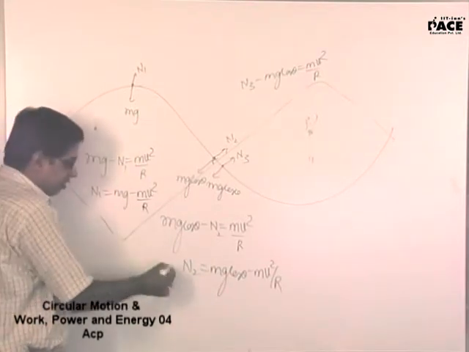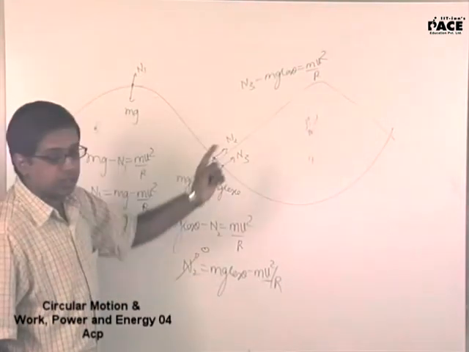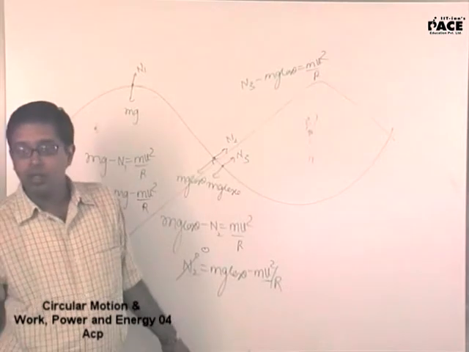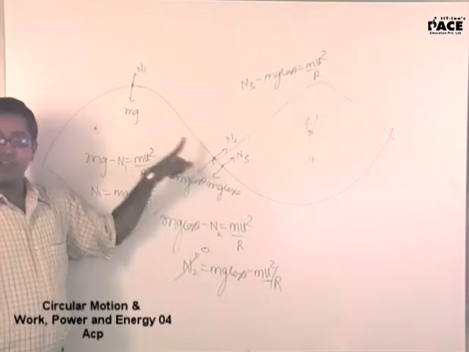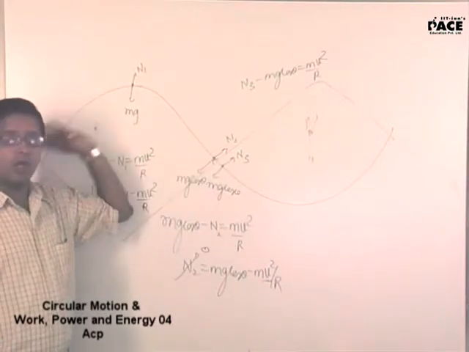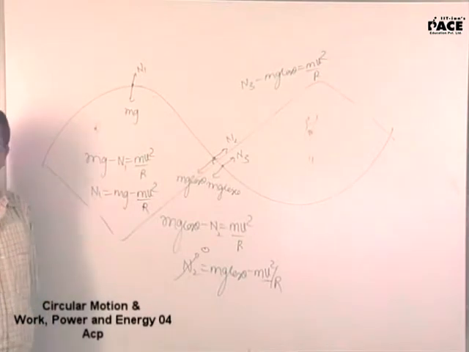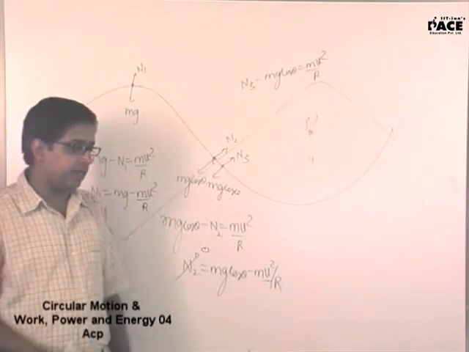So if n2 becomes 0, find out the speed with which he is going on the track for this value. I have a greater risk of losing contact with the surface here. If I travel with a speed such that I don't lose contact here, I will not lose contact anywhere else. Isn't it? Excellent. Next question.